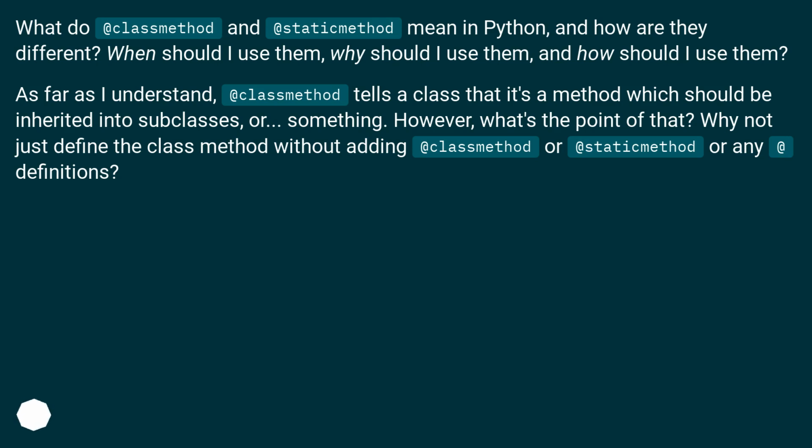As far as I understand, @classmethod tells a class that it's a method which should be inherited into subclasses, or something. However, what's the point of that? Why not just define the method without adding @classmethod or @staticmethod or any decorators?